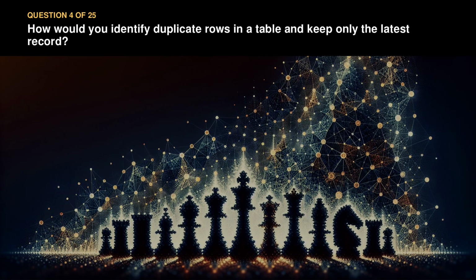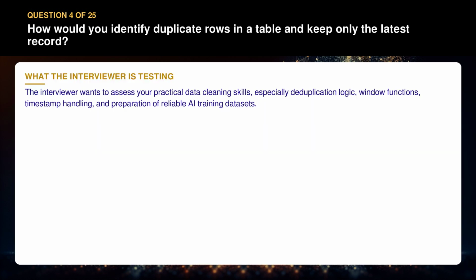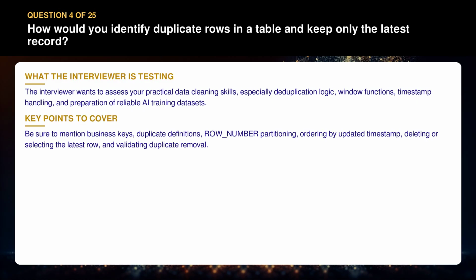Question 4. How would you identify duplicate rows in a table and keep only the latest record? The interviewer wants to assess your practical data cleaning skills, especially deduplication logic, window functions, timestamp handling, and preparation of reliable AI training datasets. Be sure to mention business keys, duplicate definitions, row number partitioning, ordering by updated timestamp, deleting or selecting the latest row, and validating duplicate removal.